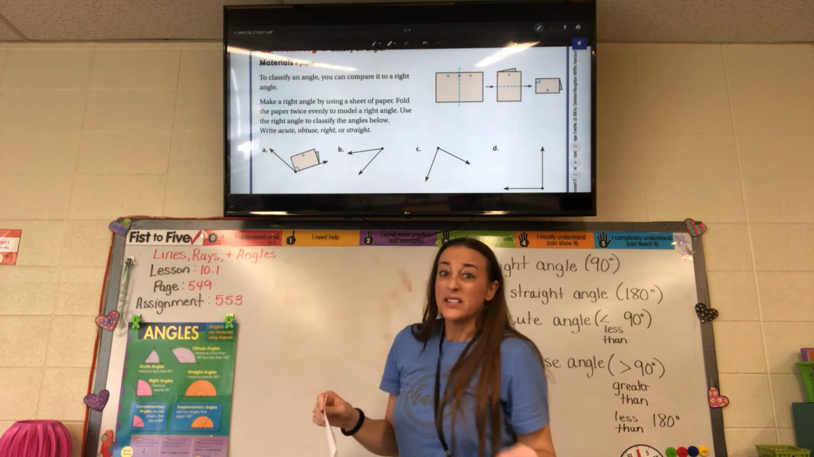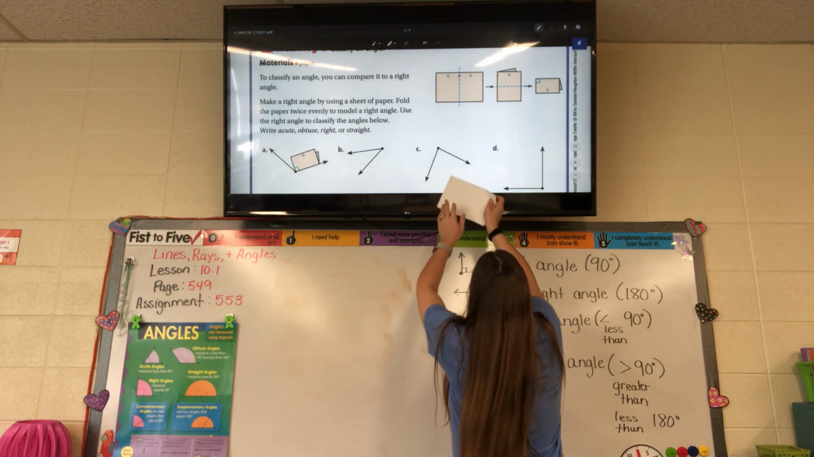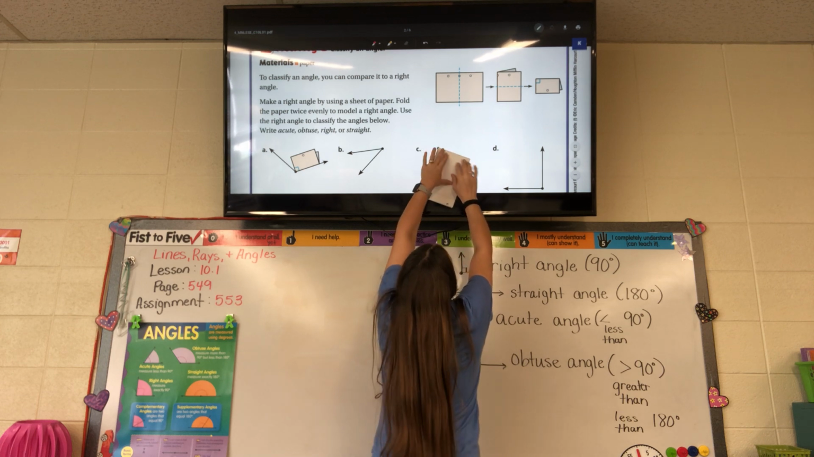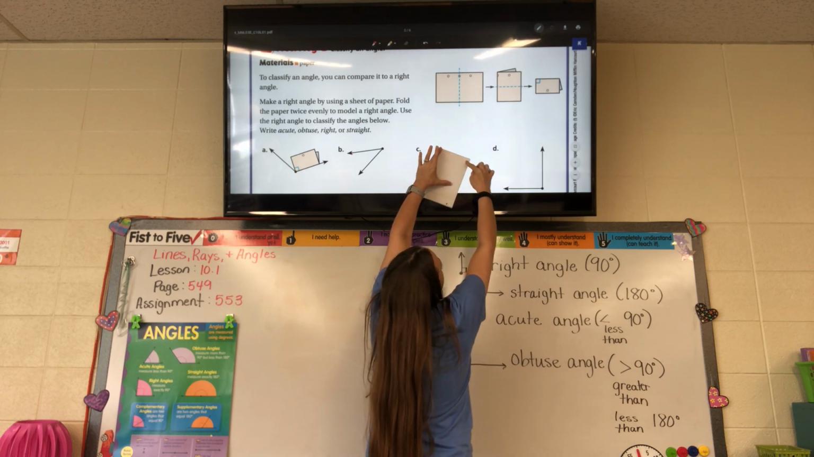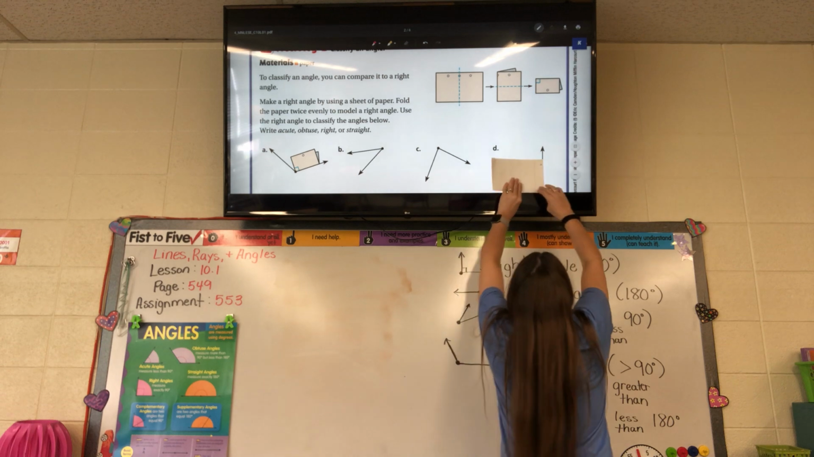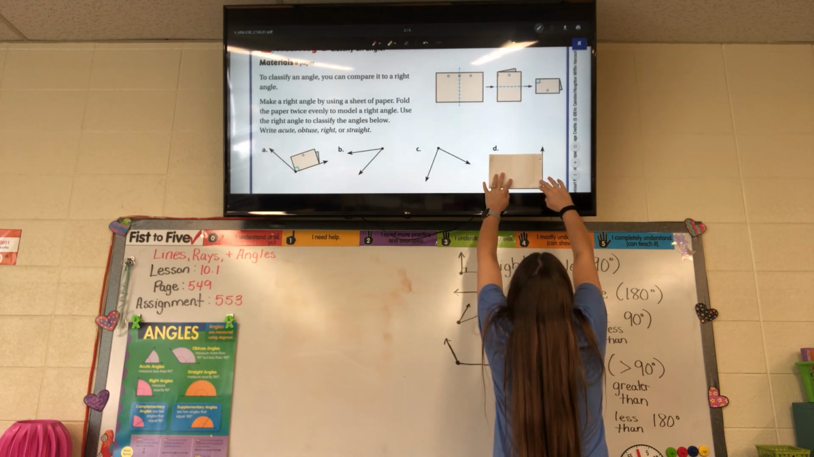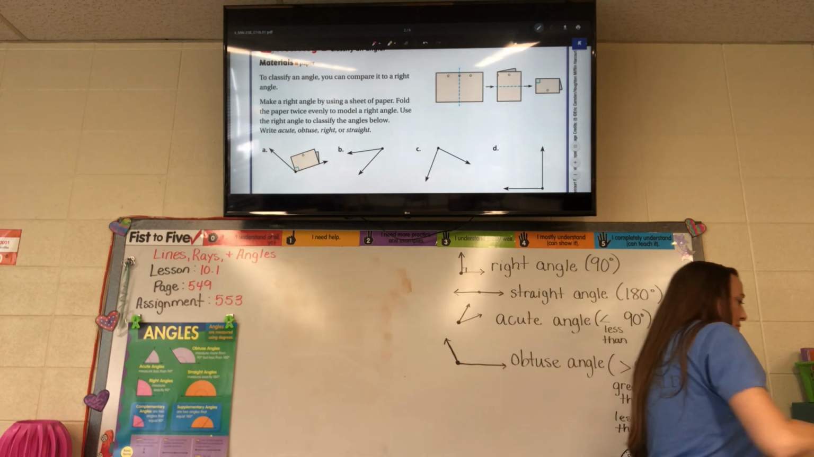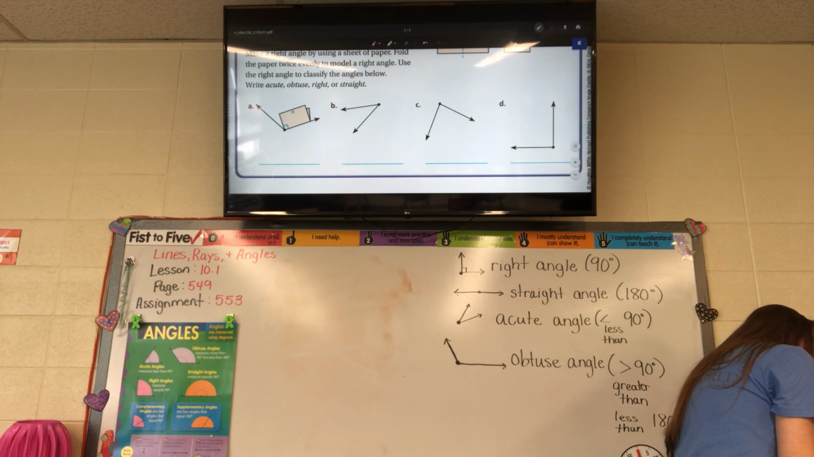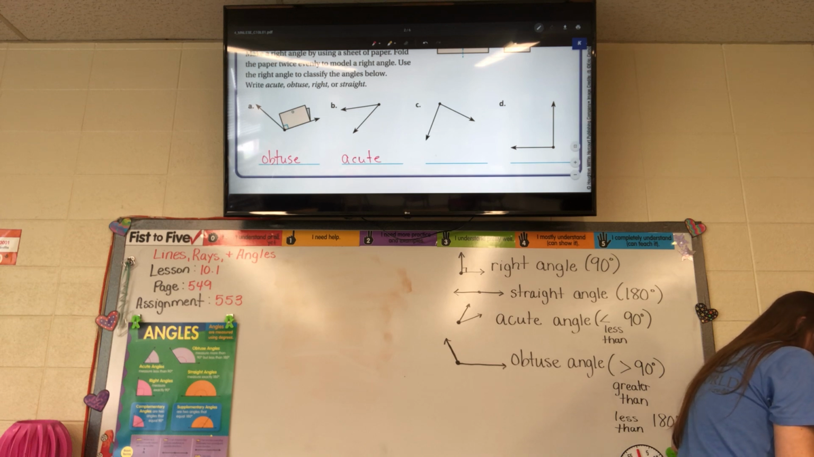Over here, this one looks kind of like it's 90 degrees. But if we take the paper and line it up in the corner, the line comes through right there. So it's actually an acute angle. It's less than 90 degrees. And then over here, it matches up perfectly. So that one is 90 degrees, or a right angle. So on A, we have obtuse. On B, we have acute. C, we have acute. And D, we have right.